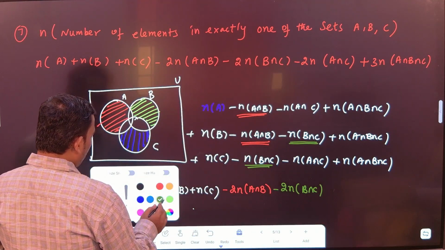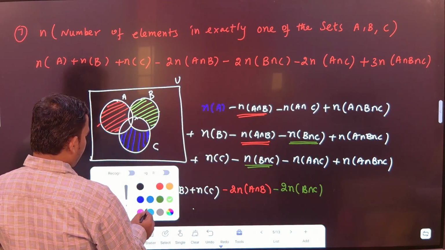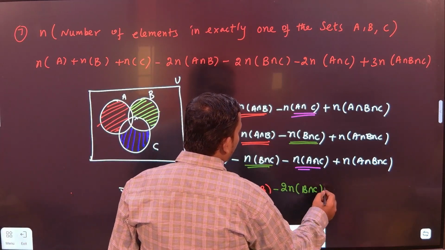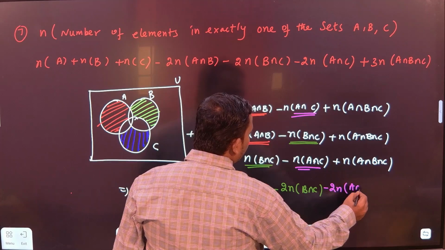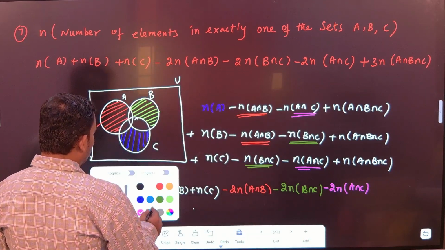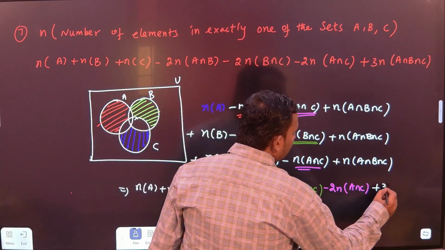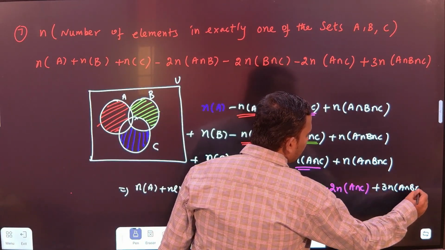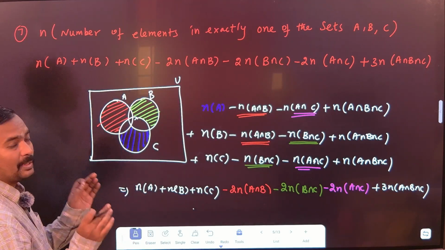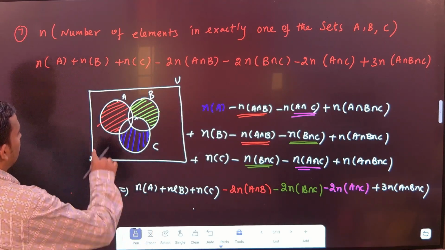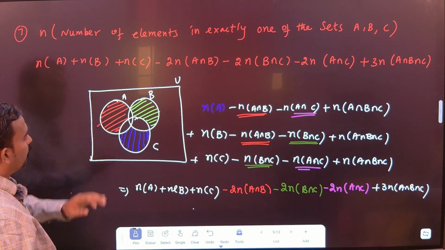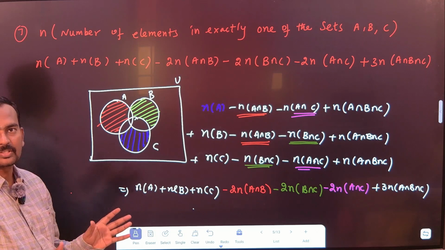Minus 2 times N of B intersection C. Next you can see one more thing. A intersection C. Here 1 time, here 1 times. Minus 2 times N of A intersection C. How many times are we adding A intersection B intersection C? 3 times, right? Let's take 3 times N of A intersection B intersection C. See here. This formula will work for exactly one of the set. Just we can see on the screen, right? Red region, green region and violet regions. I hope everyone understood, right?